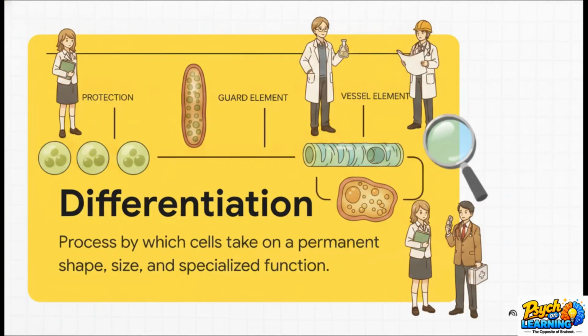The absolute crucial word you need to remember here is differentiation. Differentiation is the formal biological term for this maturation process. It's basically a young cell getting its final specialized job assignment. Think of it like a student studying general subjects and then graduating to become a specialized engineer or doctor. A young plant cell differentiates to become a specialized protector, a transporter, or maybe a food storage unit.